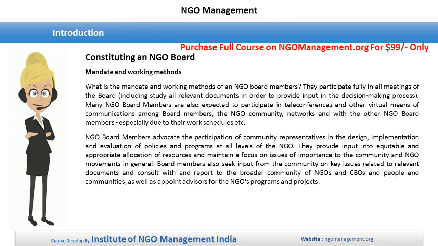They provide input into equitable and appropriate allocation of resources and maintain a focus on issues of importance to the community and NGO movements in general. Board members also seek input from the community on key issues related to relevant documents and consult with and report to the broader community of NGOs and CBOs and people and communities, as well as appoint advisors for the NGO's programs and projects.